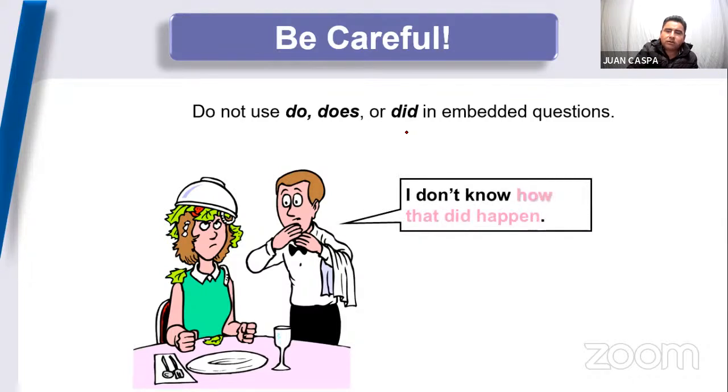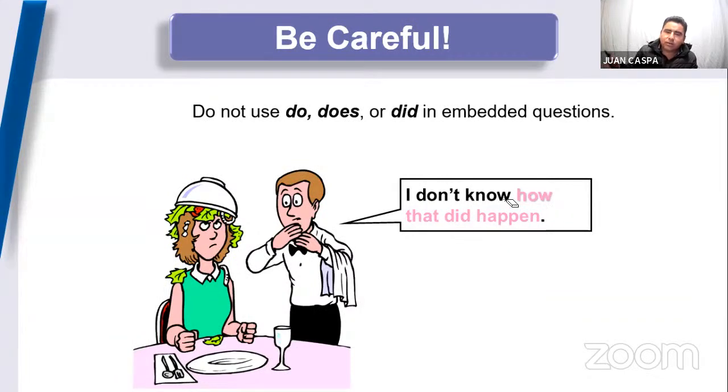I don't know how that did happen, right? We are introducing with how the statement or the idea is this one. I don't know how did it happen. In Spanish, no sé cómo sucedió, ¿no? It's a conversation.